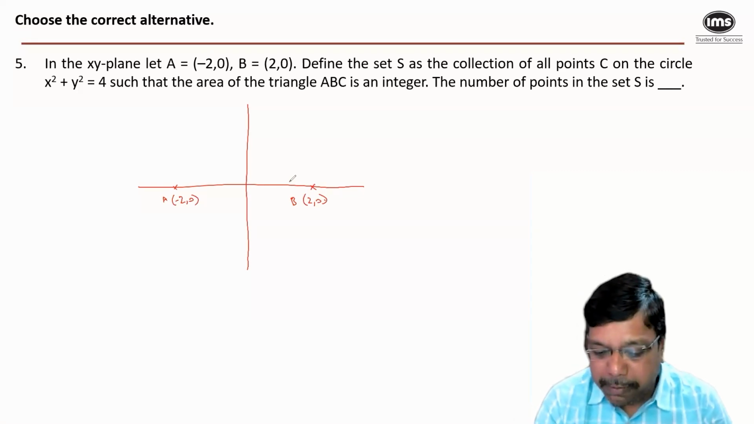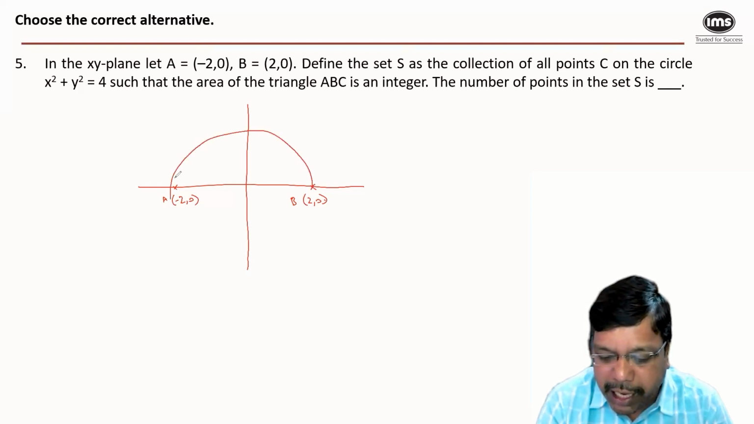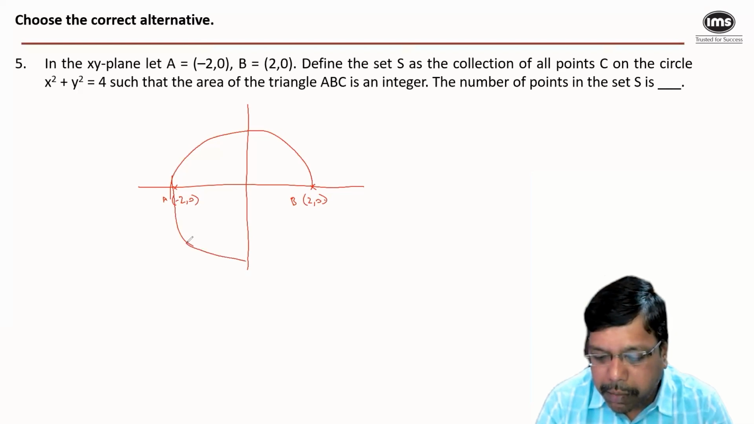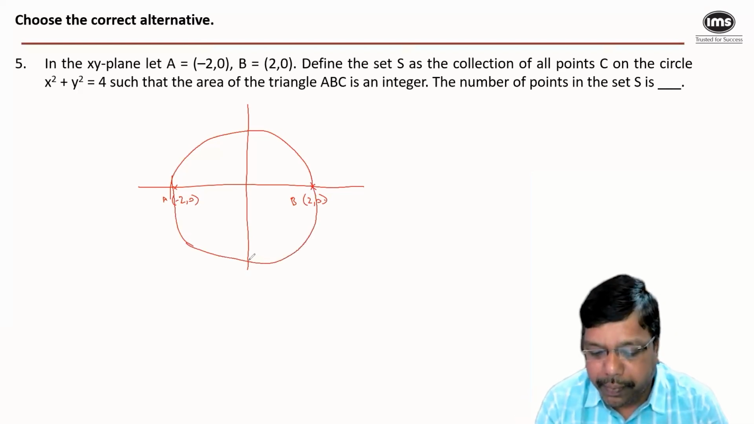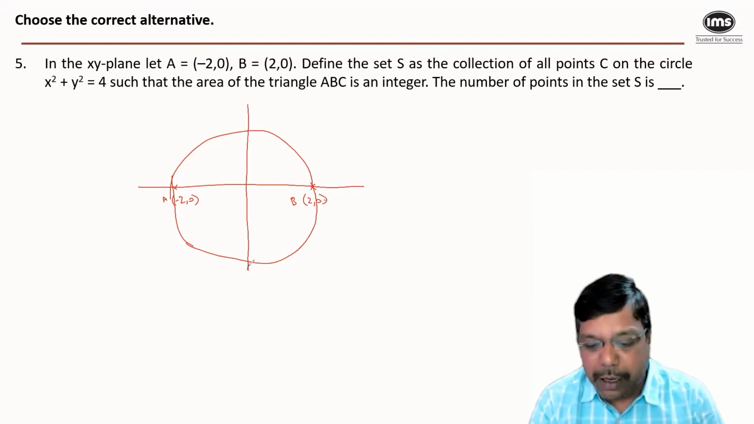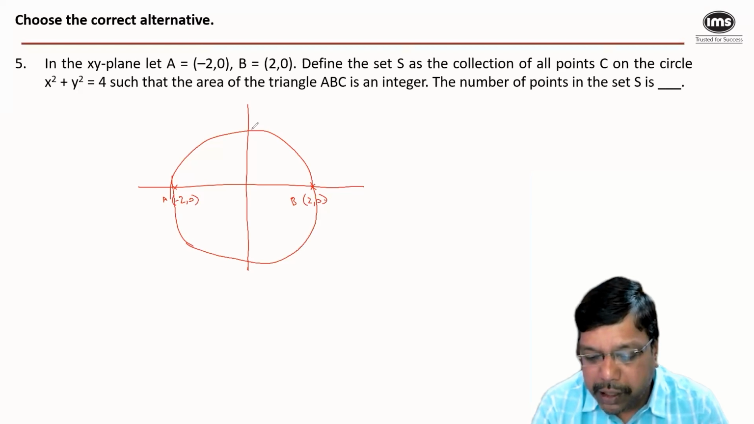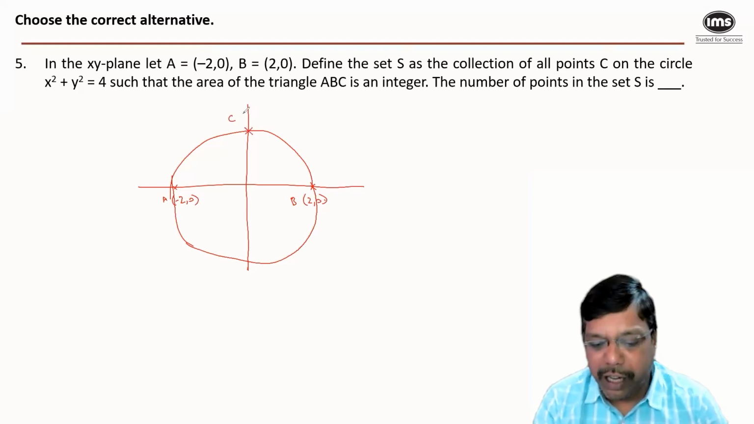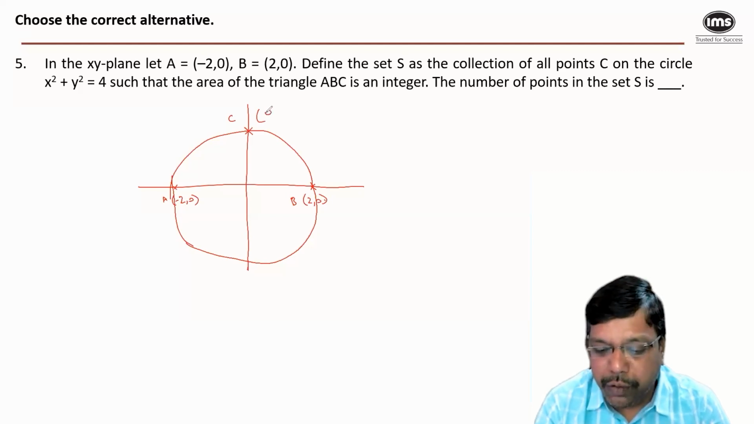So if I draw the circle with center as origin and radius as 2, then this will be something like this, passing through minus 2 comma 0 and 2 comma 0. Now, any point I take on the circle as C, for example, suppose if I say this is point C, right? And since the radius is 2, we know this is 0 comma 2. And of course, diametrically opposite will be point D or another point C, which is 0 comma minus 2.